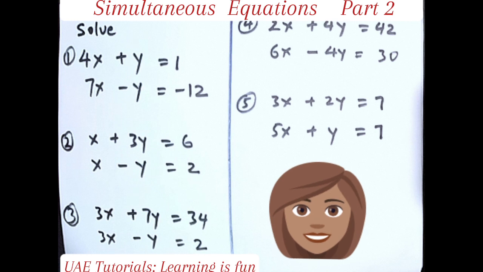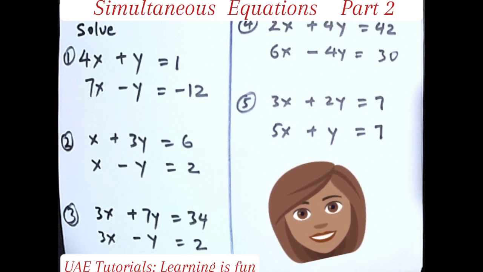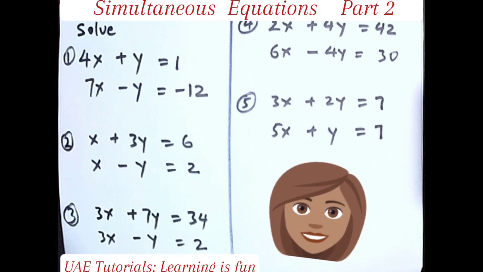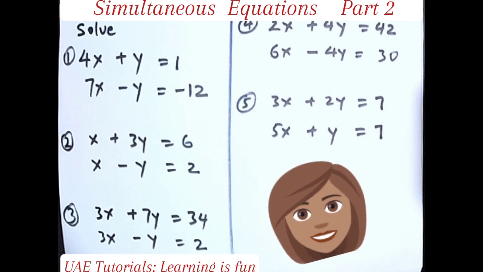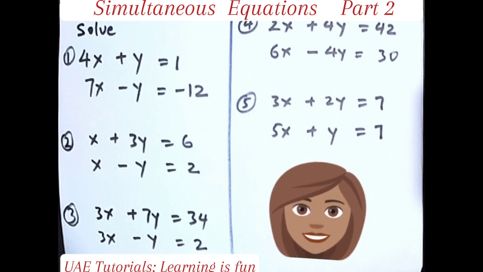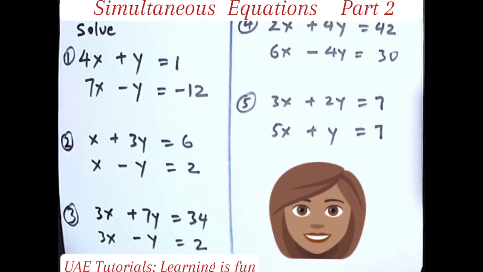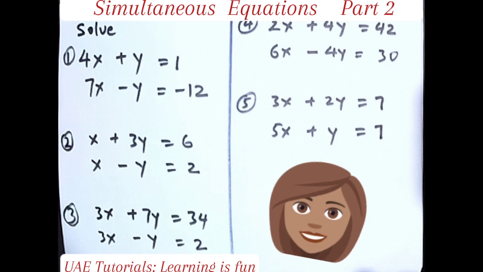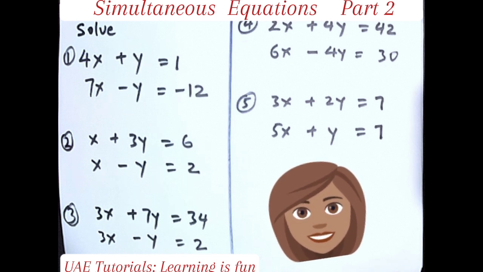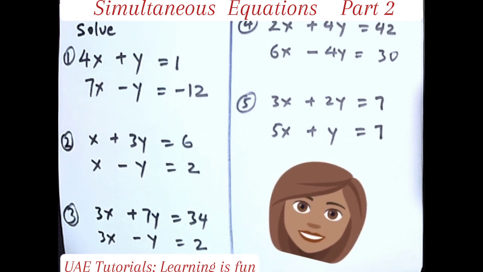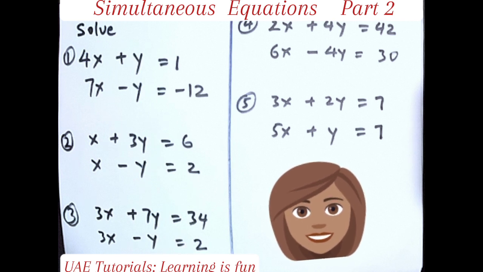Our last mathematics tutorial video was on an introduction to simultaneous equations using the method of elimination. In this video, we want to do some examples to entrench our understanding of this method. So here on the screen, we have 5 questions. We'll attempt to solve the 5 questions as fast as possible, but in a way that will be easy for everybody to understand. So our first question is 4x plus y equals 1 and 7x minus y equals minus 12.